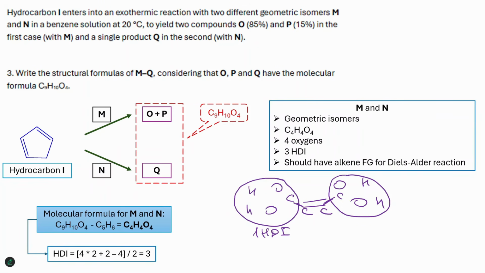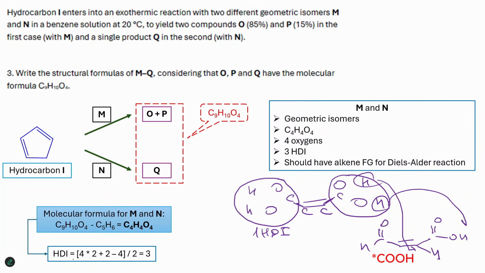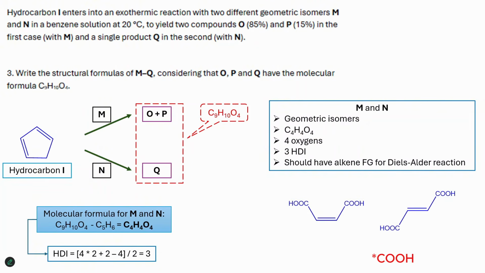So what I can do here is have COOH, which is a carboxylic acid group. And actually it makes perfect sense. If I have a carboxylic acid group here and a carboxylic acid group here, one of the hydrogens will be here and another hydrogen will be on the double bond. So that satisfies our requirement, and I can also have geometric isomers in this case. So this structure for M and N makes perfect sense.